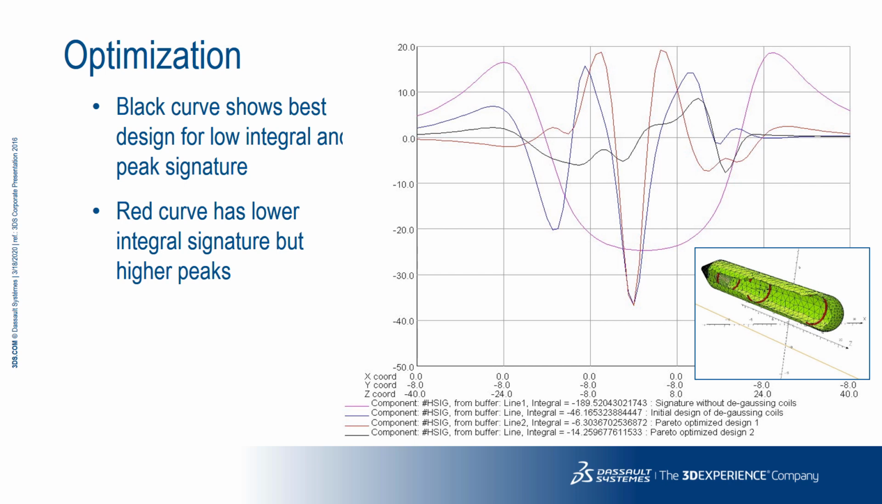The black curve shows the best design for low integral and peak signature. The red curve has a lower integral signature but higher peaks.